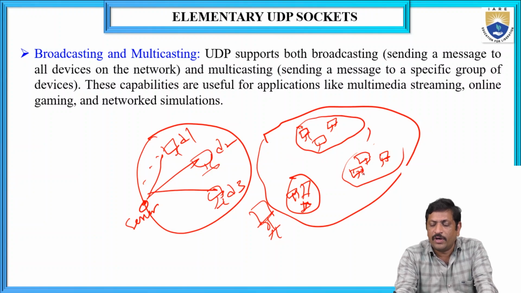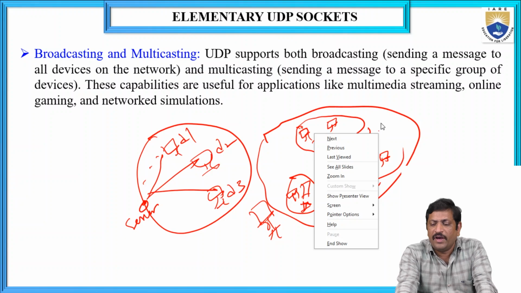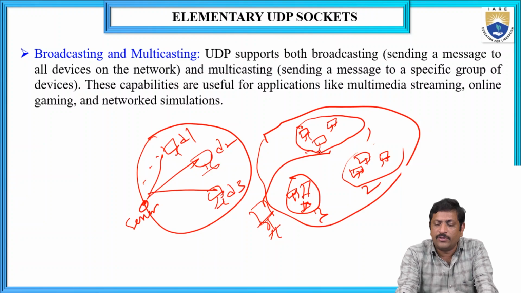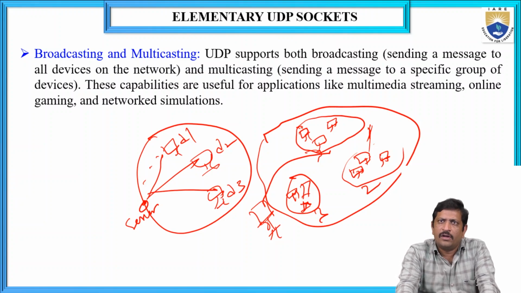Here, device 1, device 2, device 3. That means it is specific. This device 1 is a specific device. So the information can be sent to that specific device, whichever device is specified. For that device, we can send the information.